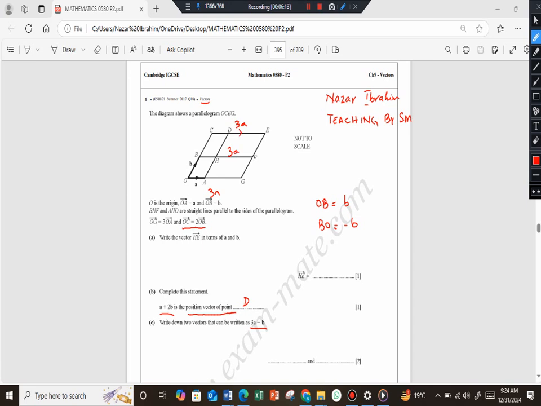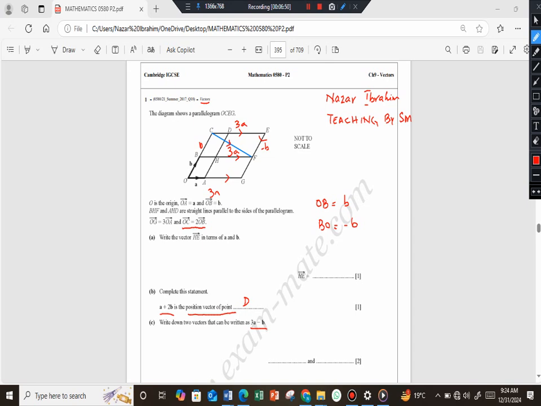Now 3a minus b, right? FE is equal to b because FE is parallel to BC and BC was b. So FE is also equal to b. What will minus b be? FE is equal to b, EF is equal to minus b, right? So starting from 3a, ending at minus b, CF is the first vector which is equal to 3a minus b. Is it clear? Okay, 3a minus b.